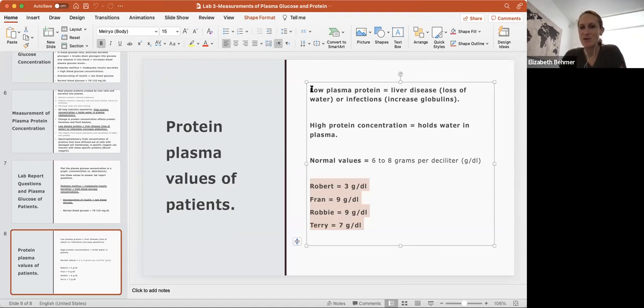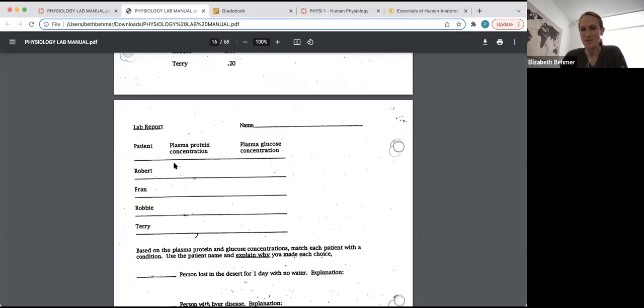And keep in mind, I give you little hints here about what a low plasma protein concentration could mean, and it looks like Robert is out of that range on the low side, and what a high plasma protein concentration could mean, and it looks like Fran and Robbie are just outside of the normal range on the high end. So keep that in mind because you'll use that to answer some questions. But that's how you put in information for Robert, Fran, Robbie, and Terry: copy and paste those values right from the PowerPoint.